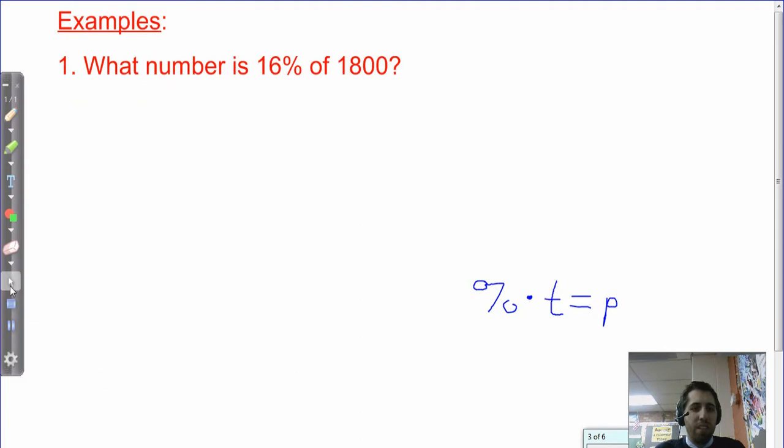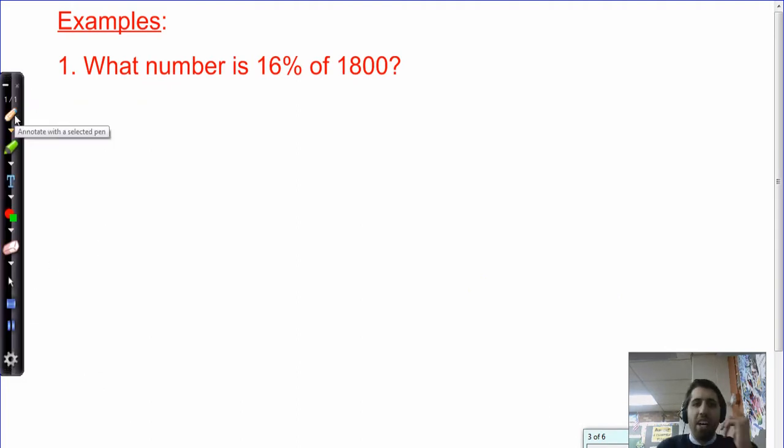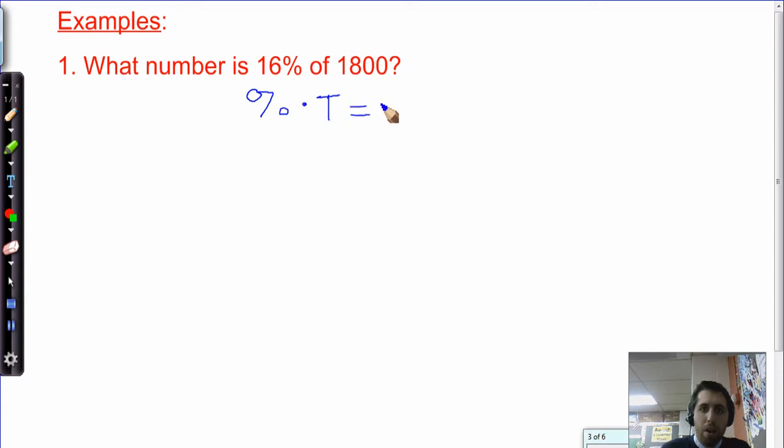This first one says, what number is 16% of 1,800? So what I'm going to do here is go straight with that equation. I want to know percentage times the total, and I'll do capital T this time, equals the part, or P. Well, which do we have? It's easiest to pick out the percentage, so I can fill in 16%.